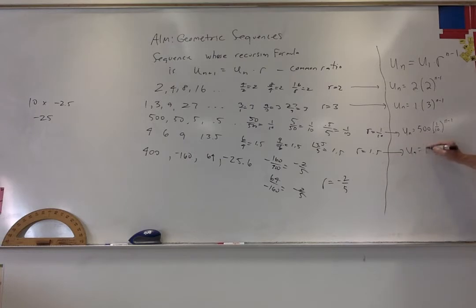This is 4 times 1.5 to the n minus 1. And the last example is u of n is equal to 400 times negative 2/5 to the n minus 1.